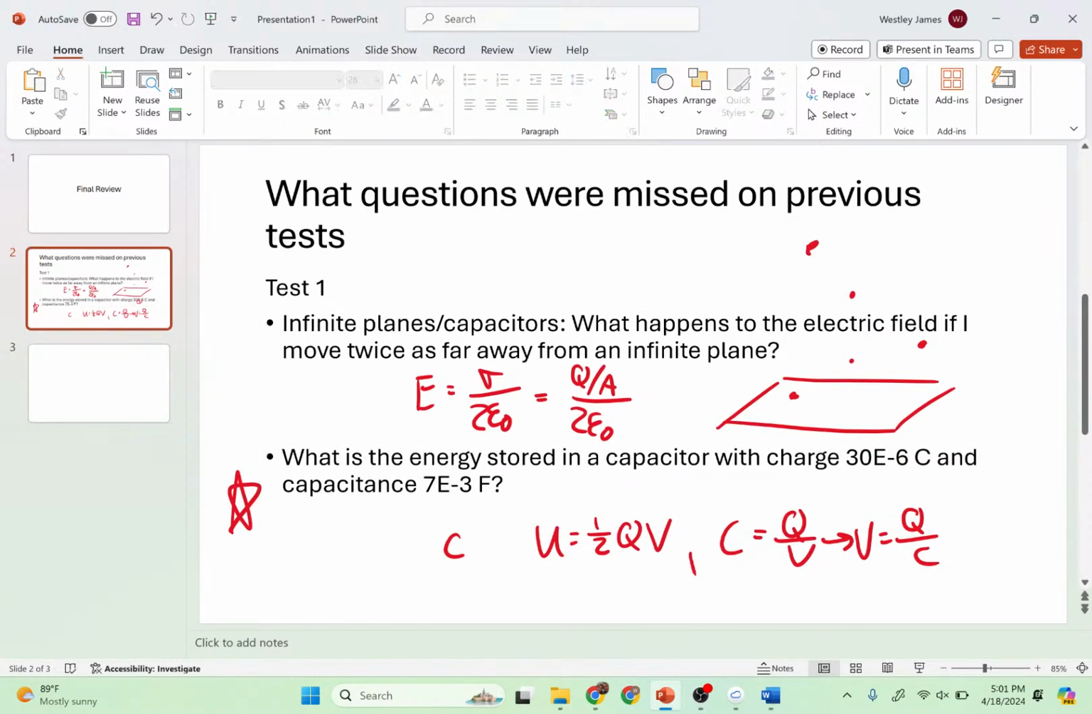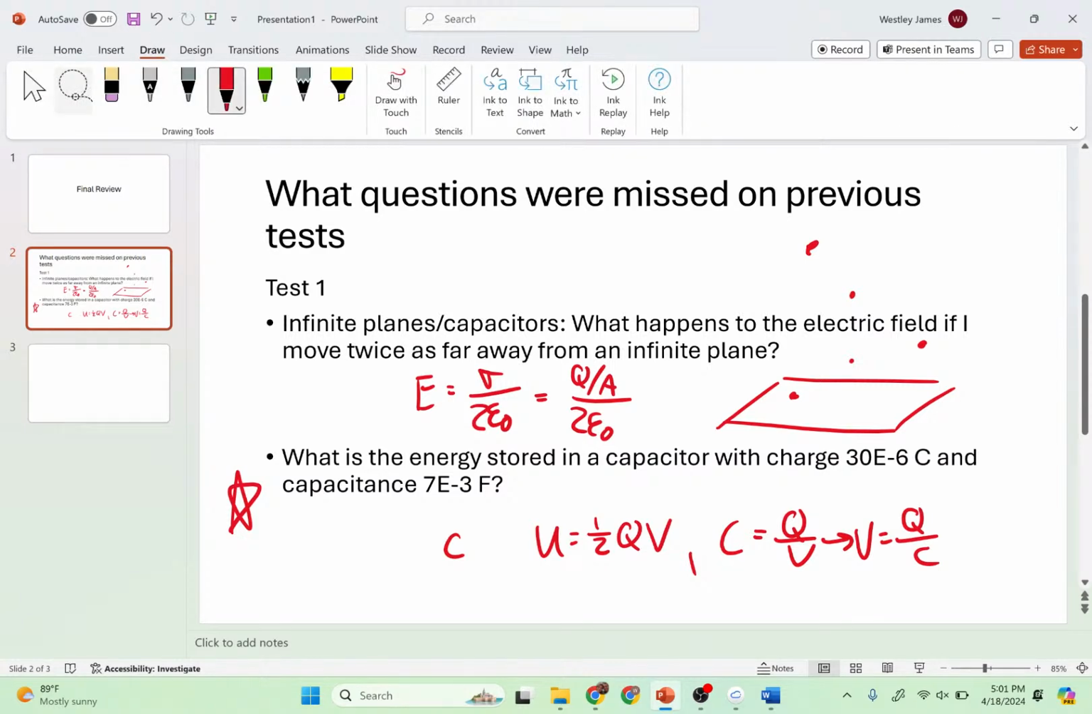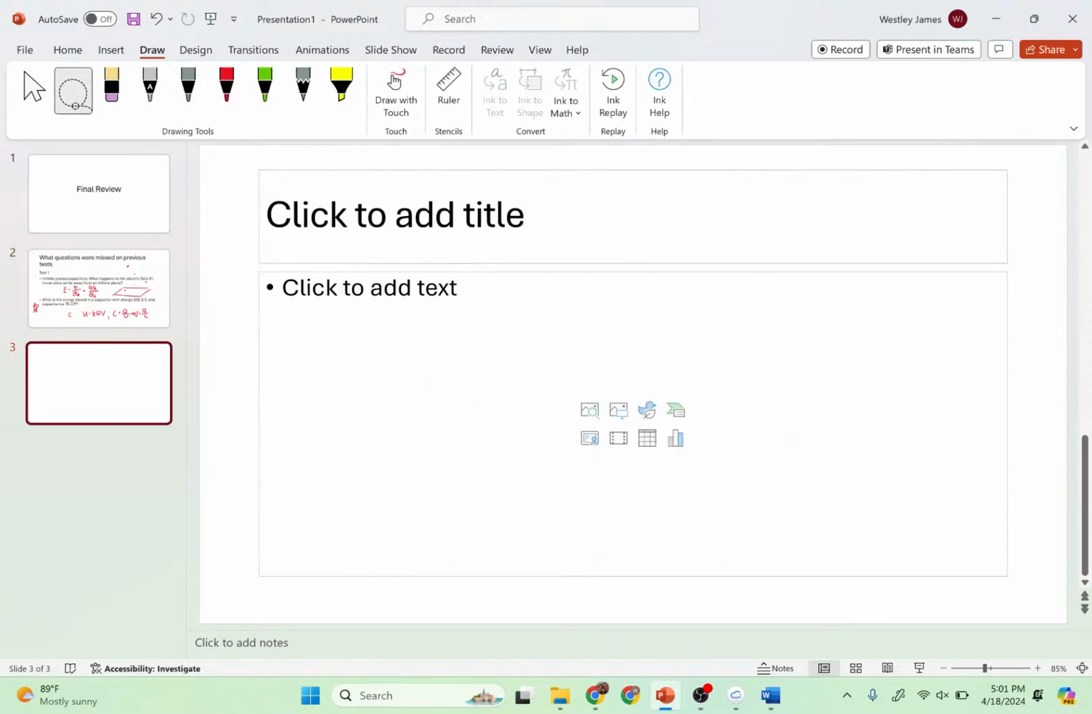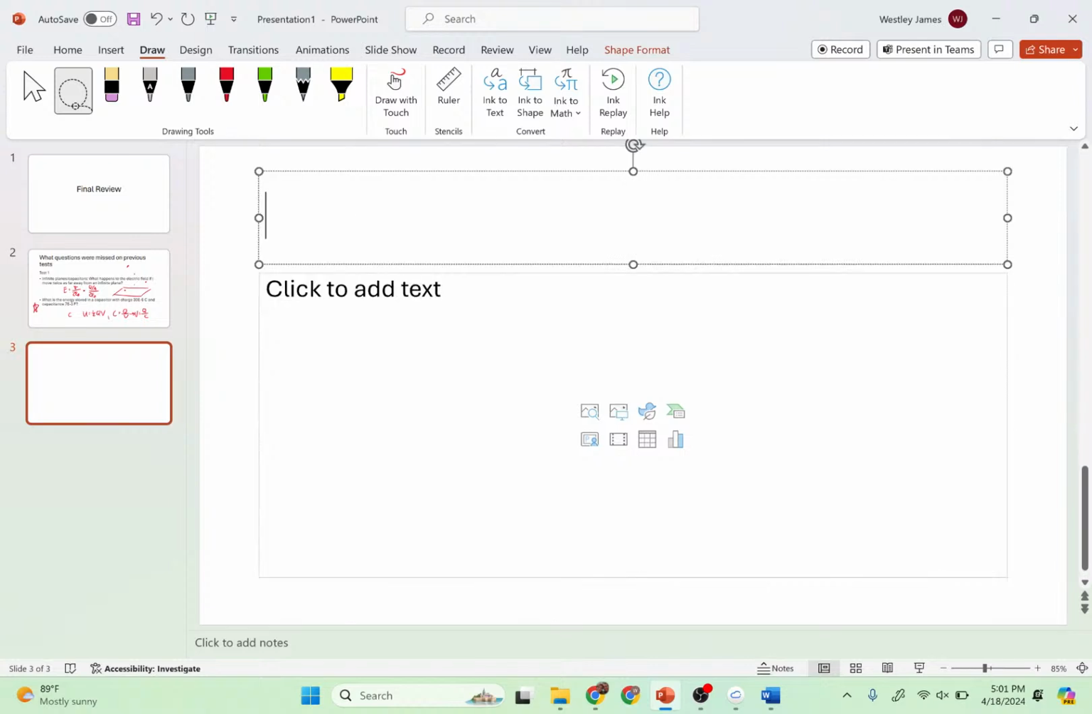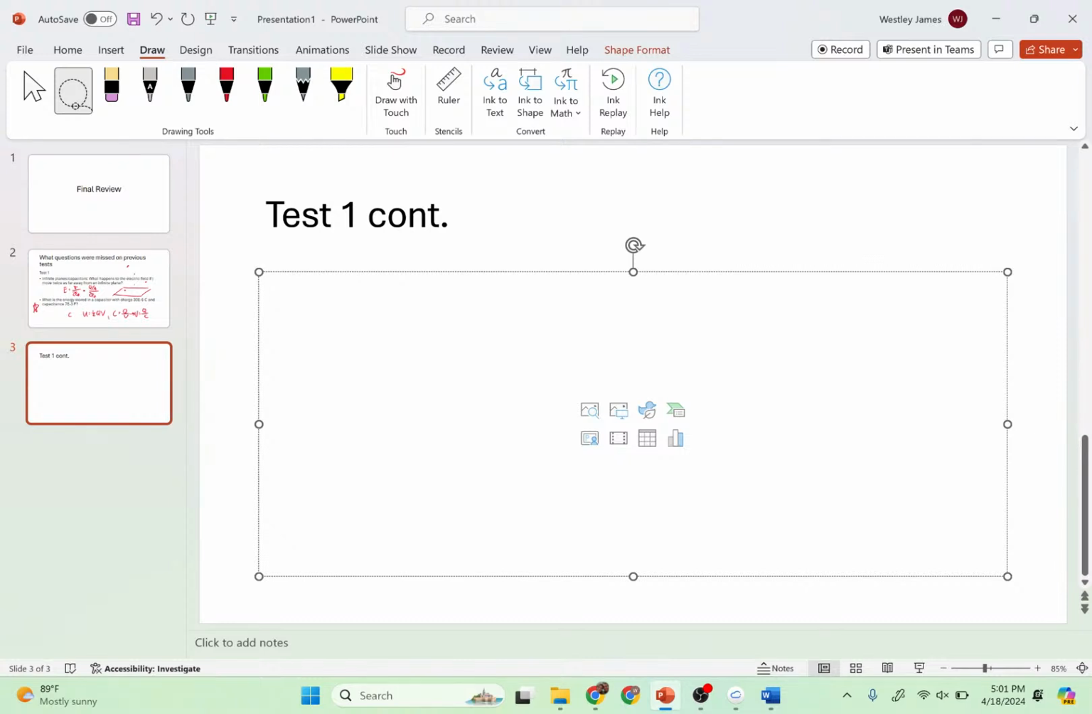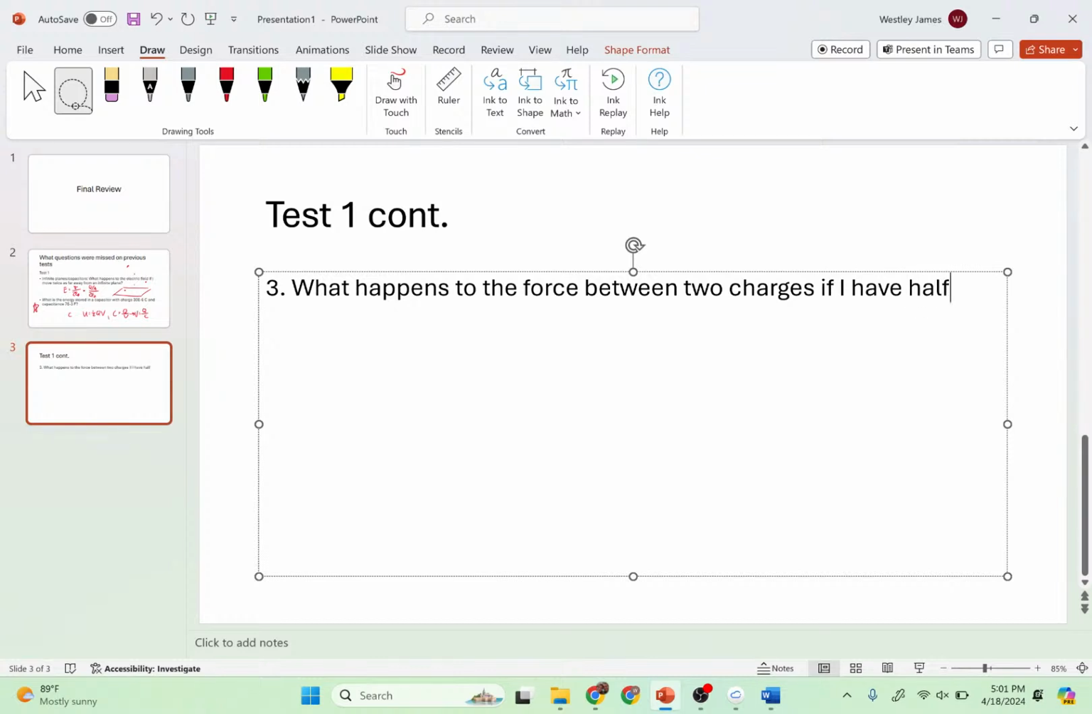Alright, so I'm going to give myself a little bit more room because I can fit it here. Test 1 continued. What was the other question? I think it was this one, and this one is a classic. It was something like this. What happens to the force between two charges if I half the distance between them?